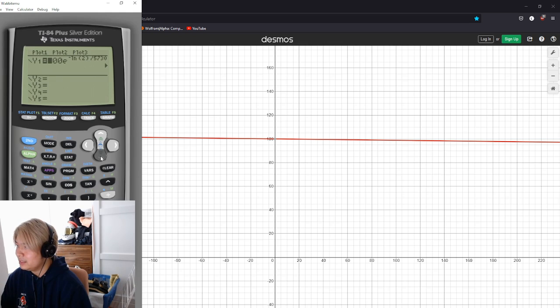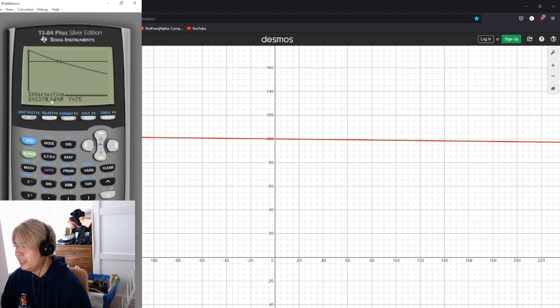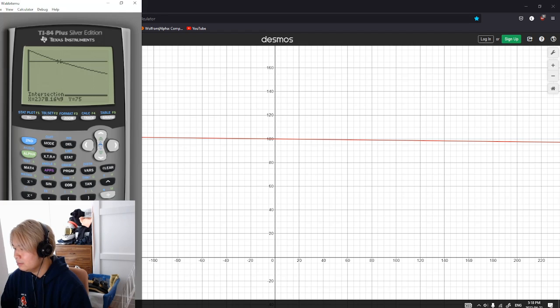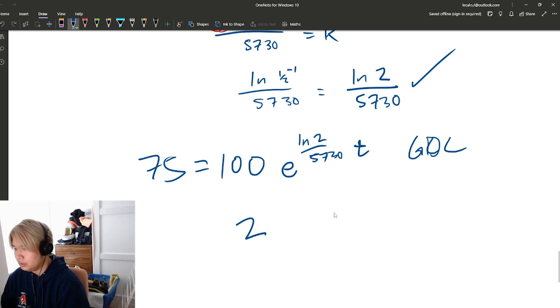Okay, so here's negative k. We are interested for when this is 75. So I can graph just the horizontal line at 75, and then I can calculate the intersection of these two. So just follow the instructions of your calculator. And then here we go, 2,378 years. And then they say rounded to the nearest 10 years. So we're gonna round this up to 2,380 years. 2,380 years.